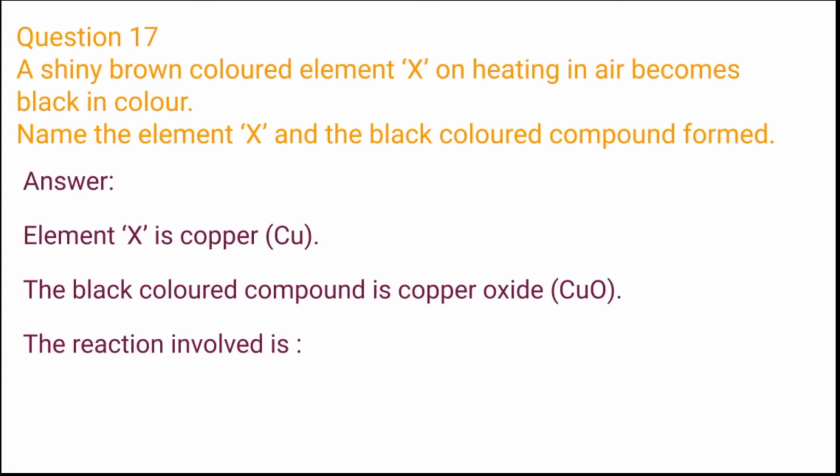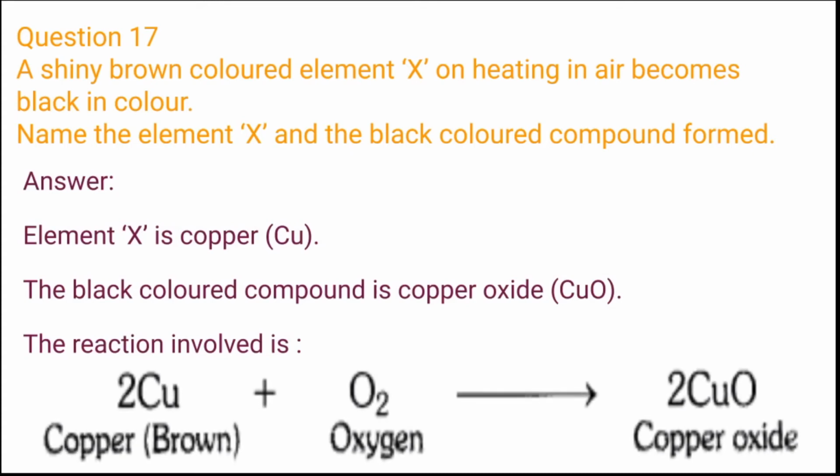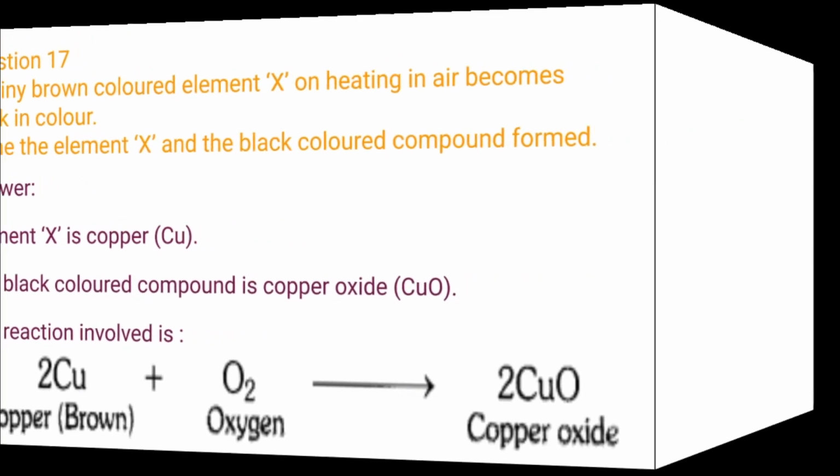The reaction involved is 2Cu, that is copper in brown color, reacts with oxygen, or we can say heated up to produce 2CuO, that is copper oxide. So the element X is copper. Let's move on to the next question.